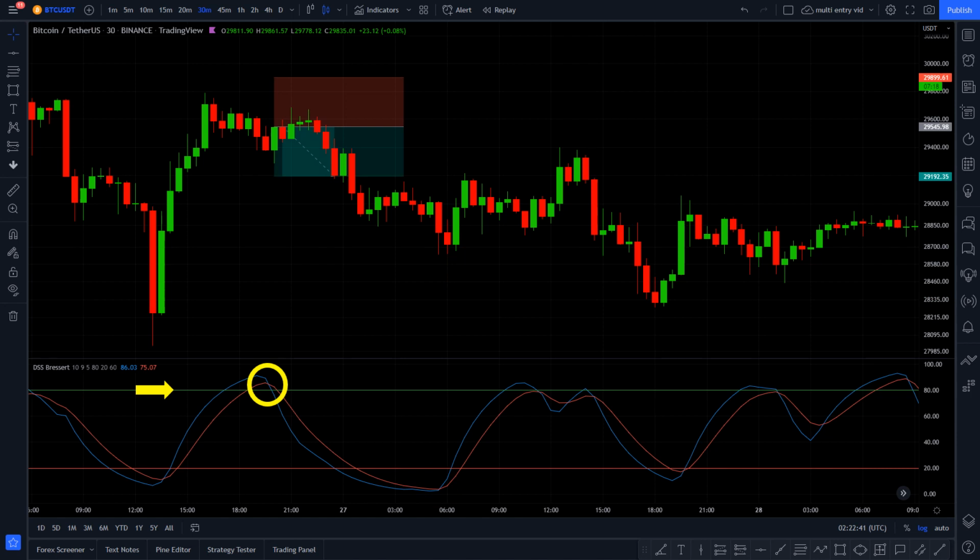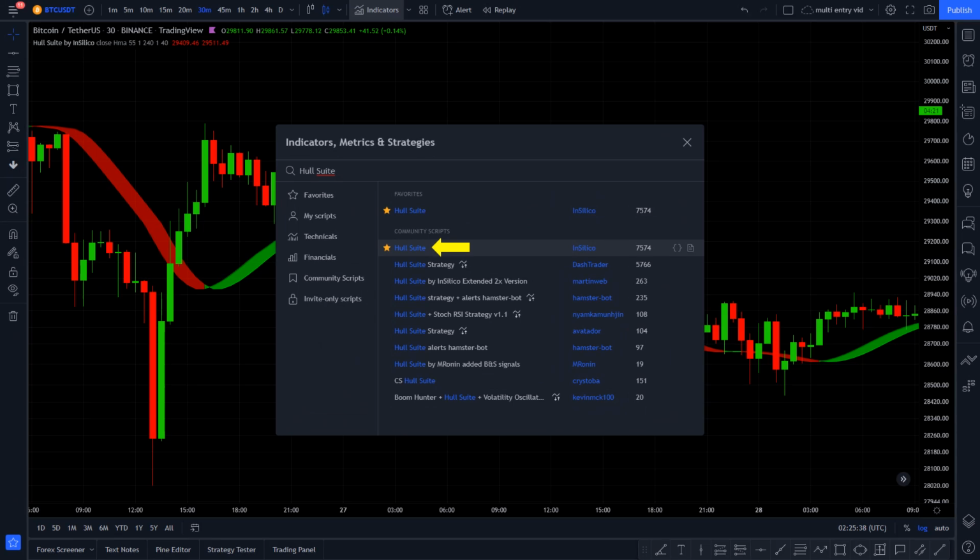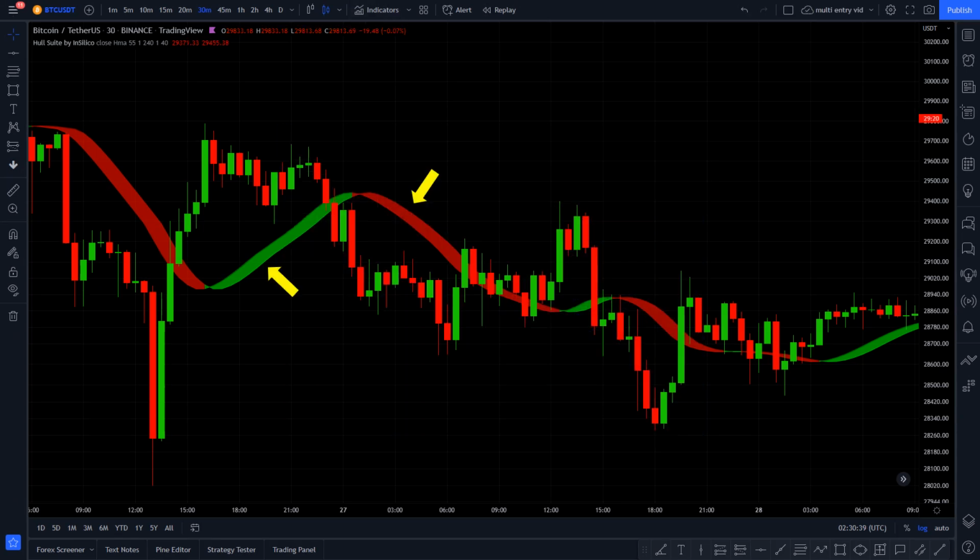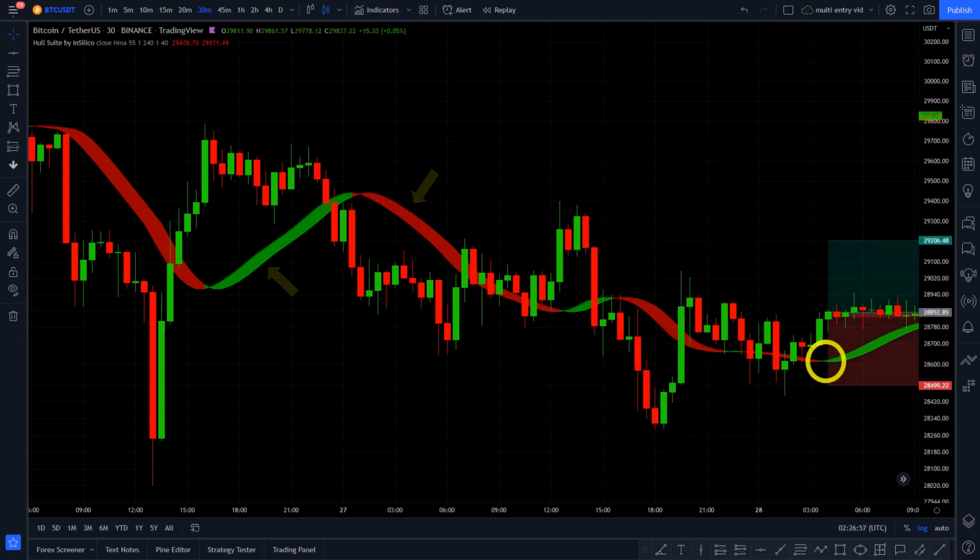Going on, the next entry signal indicator is the Hull Suite. This indicator has a color-changing baseline. A long entry signal is valid when the color of the line switched from red to green and has been green between the current and the last candle.